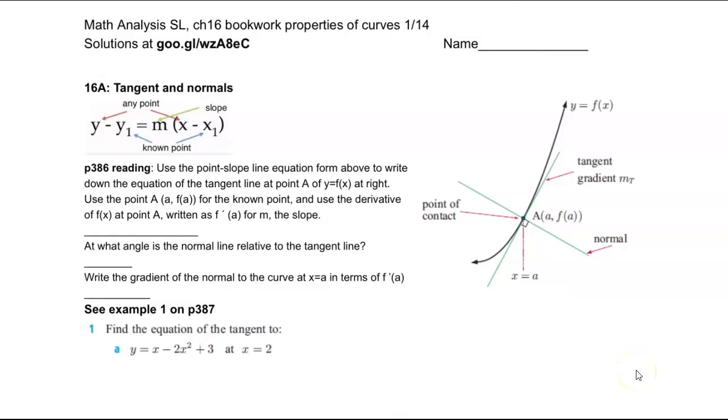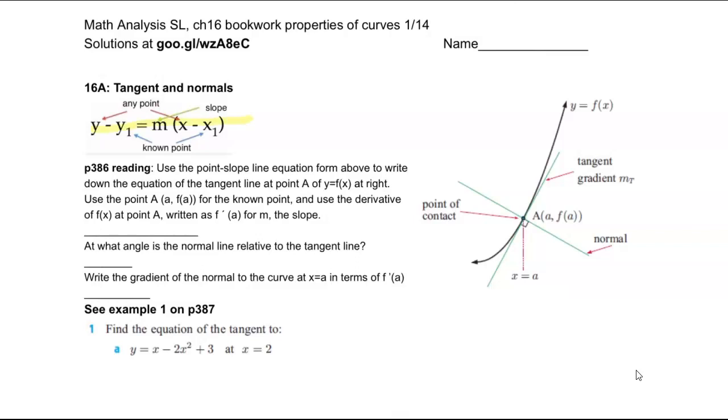Stage 1 of properties of curves. We're starting out talking about finding the equations for tangent and normal lines. We've talked a lot about drawing them. Now we're going to find out how to write the equation for them. We're going to start with our old friend, point-slope form.